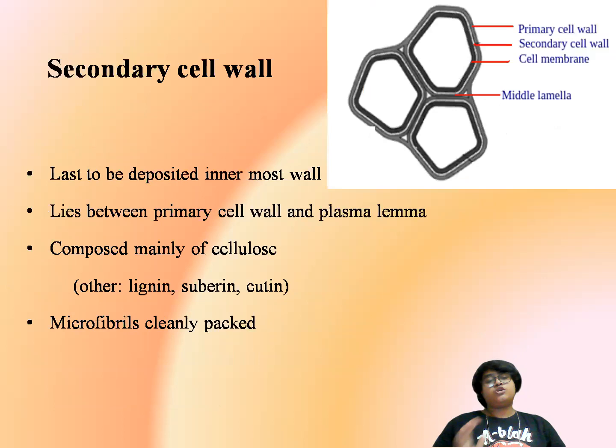Now, let us talk about the secondary cell wall. This layer is the last layer to be deposited, in the innermost part of the cell wall. It lies between the primary cell wall and the plasma lemma. It is composed mainly of cellulose, and the others are lignin, suberin, and cutin. In this case, the important thing is that the microfibrils are arranged nicely. That means throughout this secondary cell wall, the microfibrils are arranged properly, so there are no pores in the secondary cell wall.